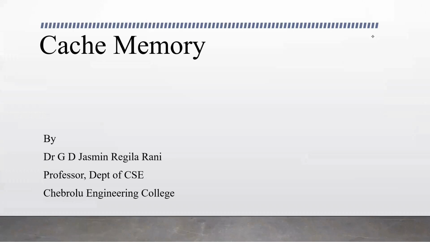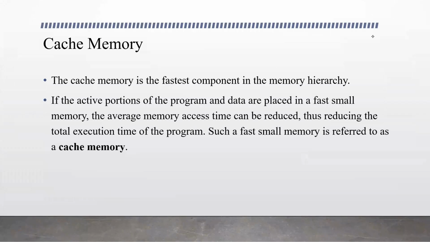We'll learn about cache memory in this class. Cache memory is the fastest component in the memory hierarchy. Among all the memories, auxiliary memory, main memory, and cache memory, cache memory is the fastest.